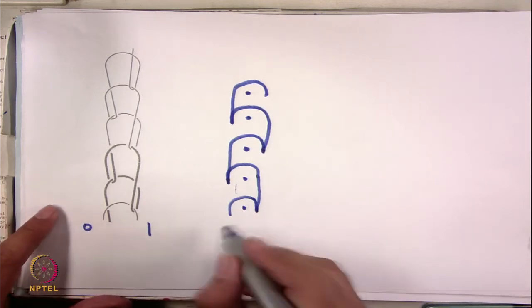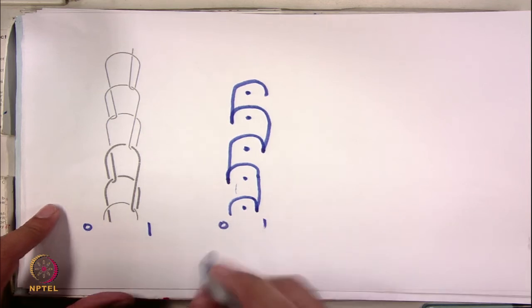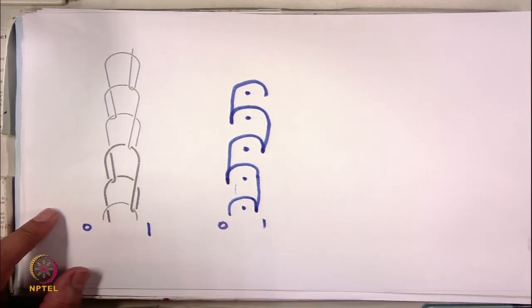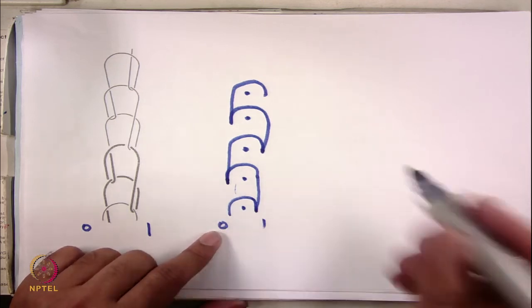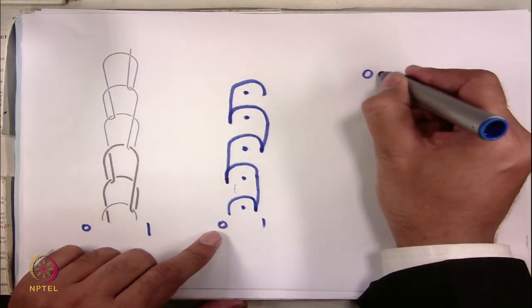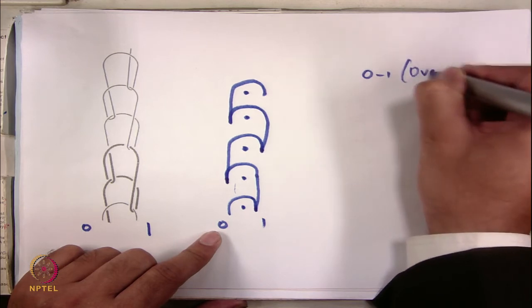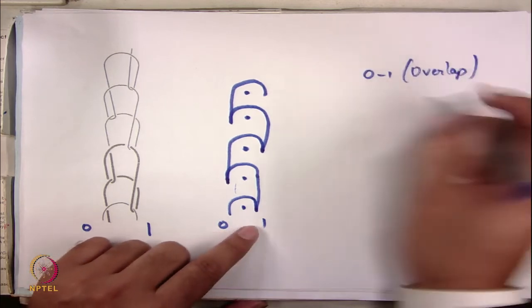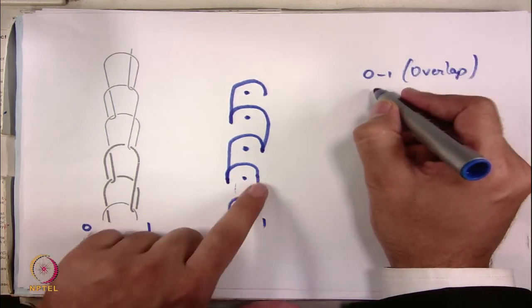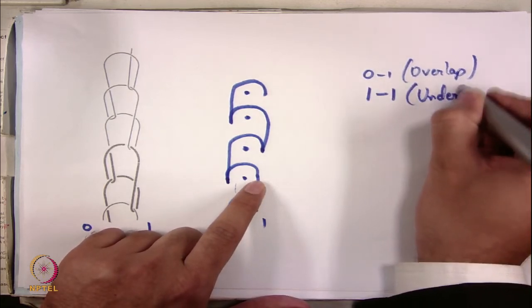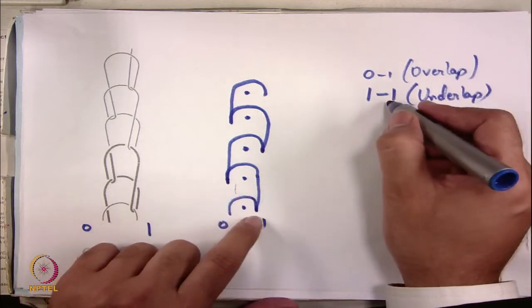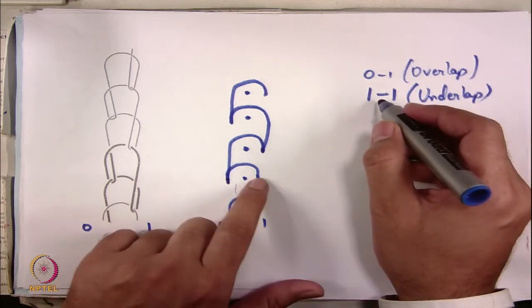Okay. So this is 0 position, this is 1 position. So if you want to describe the lapping plan, you can simply write it down. So we started from 0 to 1 is overlap. So 1 to 1, so in the second course the underlap is same, 1 to 1. It reaches this position and it remains in the same position.